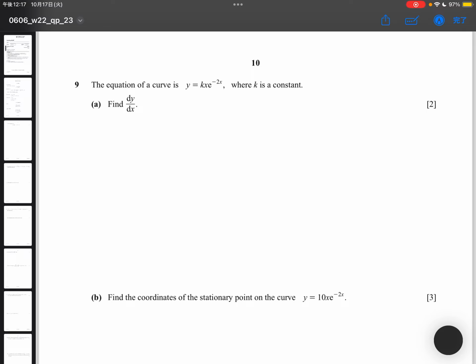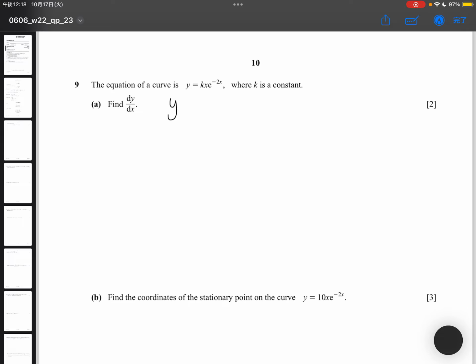Okay, this is the Cambridge IGCSE Additional Mathematics Syllabus 0606, October-November 2022, Paper 2, Variant number 3, Question 9. Now the equation of a curve is y equals kx e to the power negative 2x, where k is a constant, and part A wants us to find dy/dx.